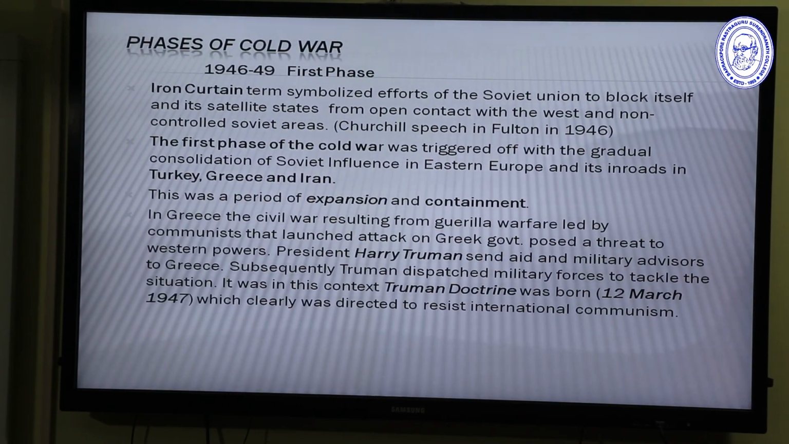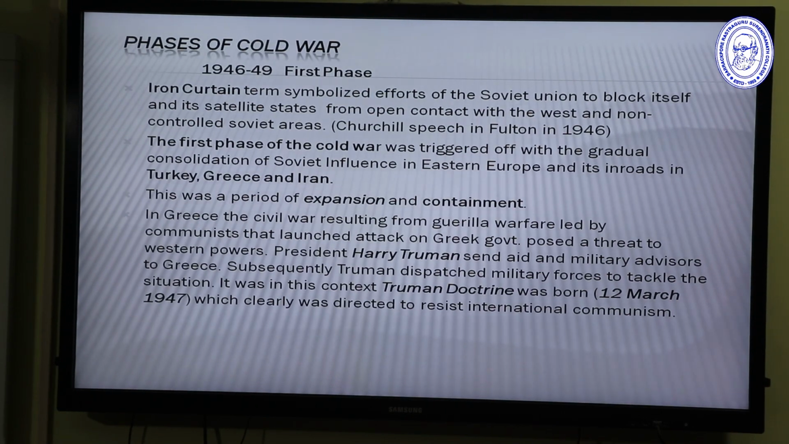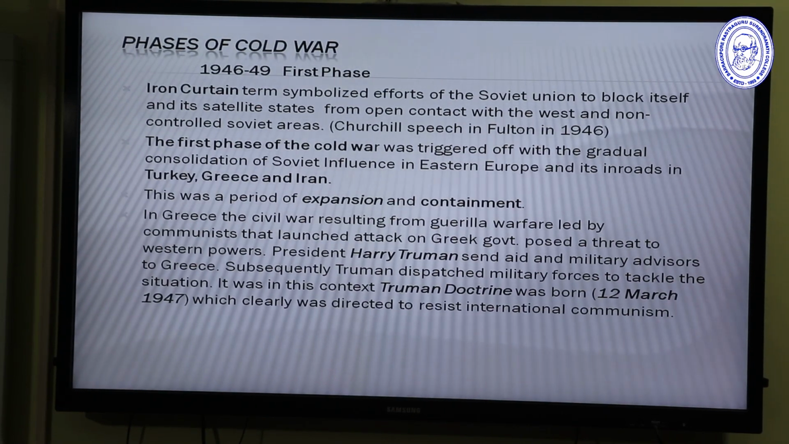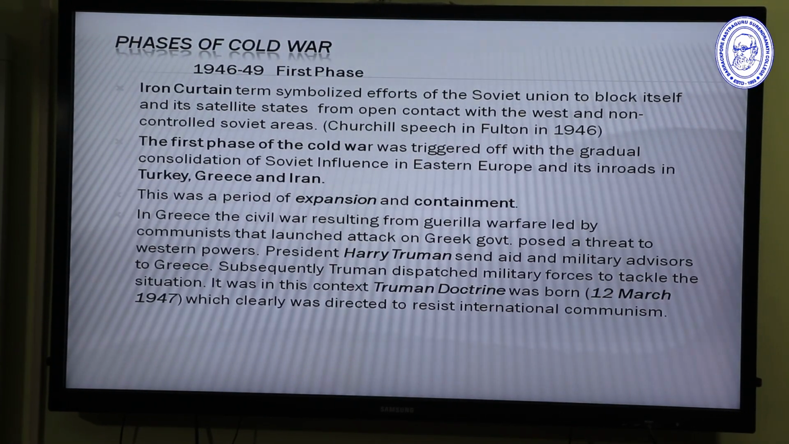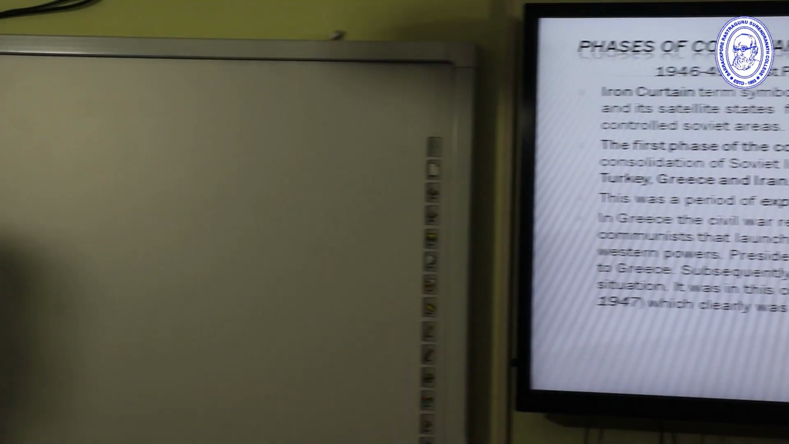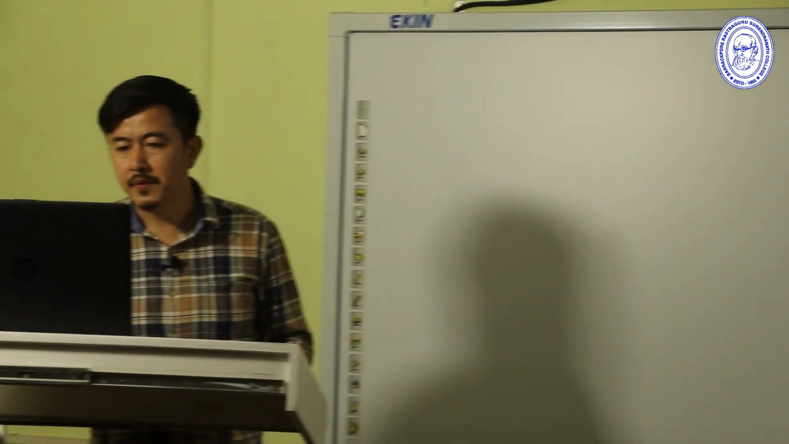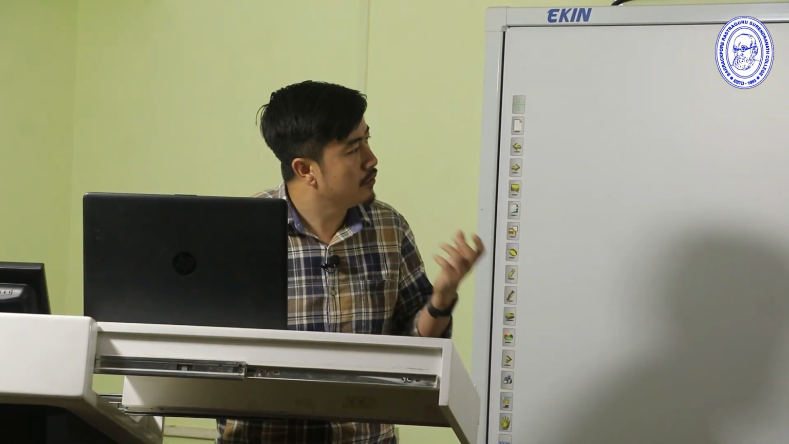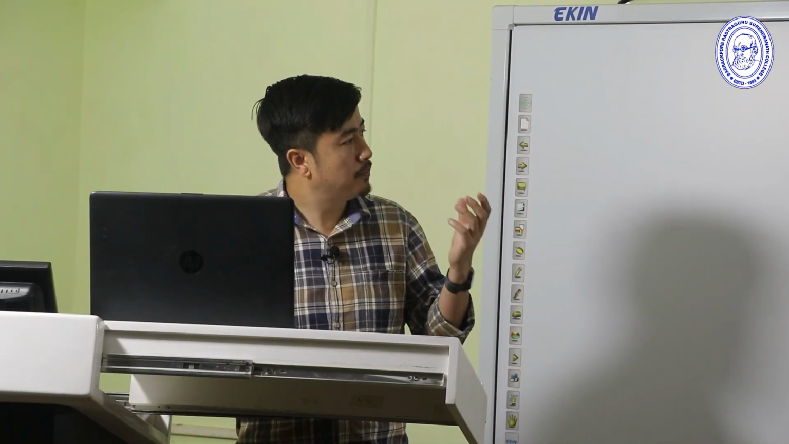And the first phase, 1946 to 49, is also characterized by Soviet expansion to not only Eastern European countries, but even Turkey, Greece, and Iran. Here, what happened was in Greece, a civil war broke out. All right, it was led by the communists, using guerrilla tactics in order to attack the Greek government. So it posed a serious threat to the United States of America.